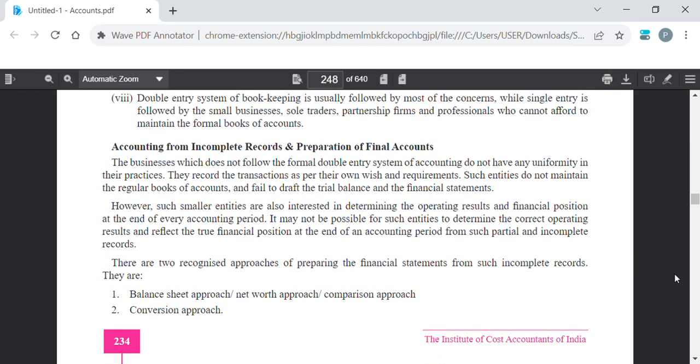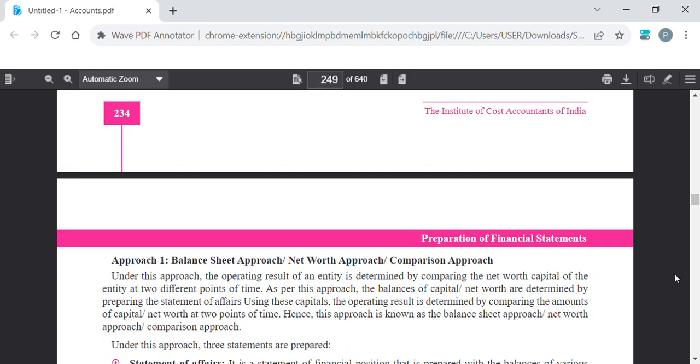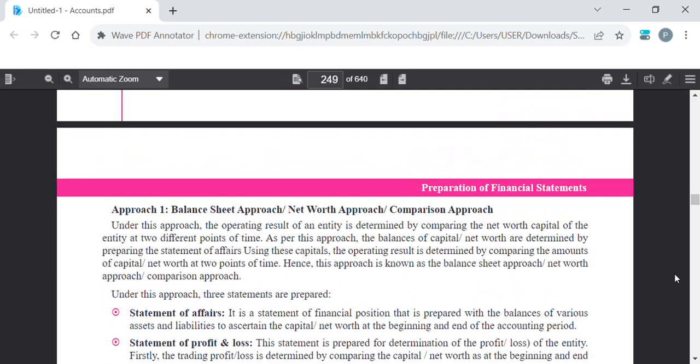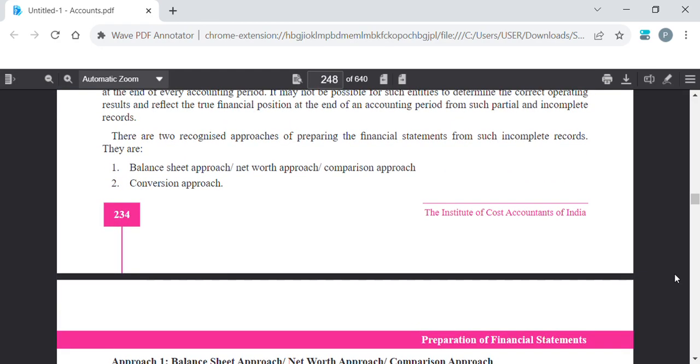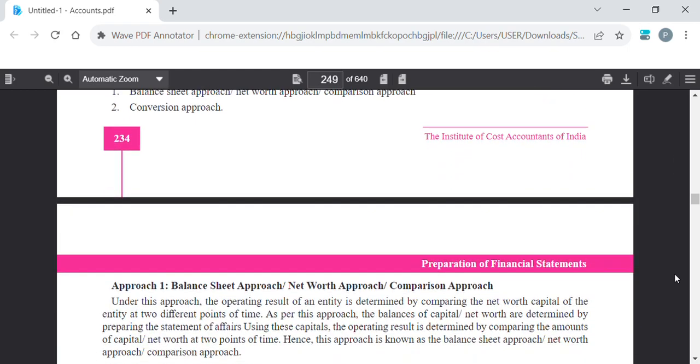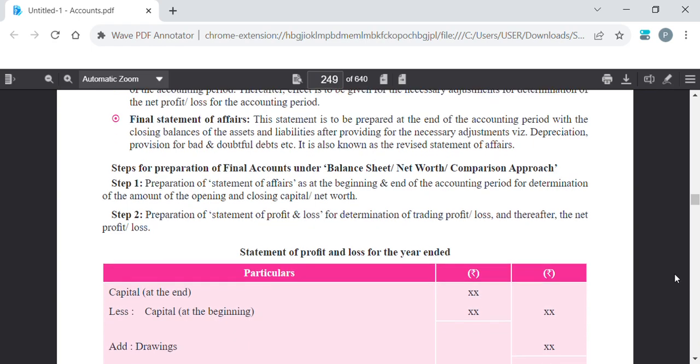From here, accounting from incomplete records and preparation of financial accounts will be covered in another lecture. So from here your sums will start. The second part of the lecture will be sums. I'll introduce you to how we are supposed to start with the sums, and then we'll have sums in that lecture.